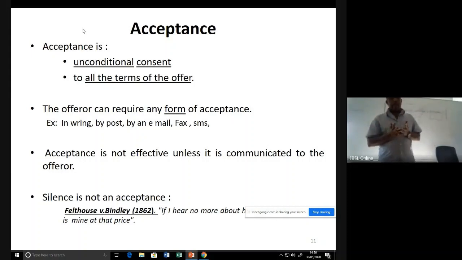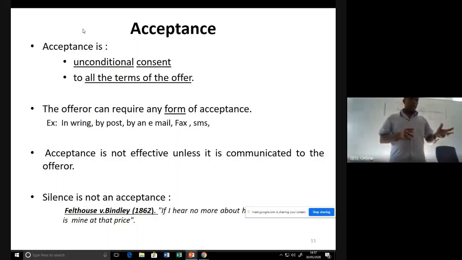That is not a valid acceptance because he has not accepted my offer as it is. So he has not accepted the whole offer that I made. He has accepted only part. So therefore, it is not a valid acceptance. So basically, when the offeree accepts the offer, he has to accept the entire offer as it is, and without putting any condition. That is an acceptance.